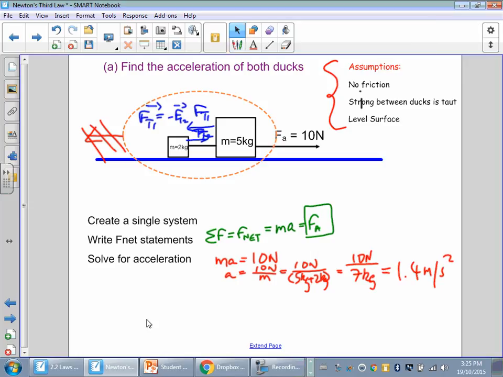Now we have the acceleration of the system, which is the acceleration of both ducts. We're assuming they're both accelerating with the same magnitude. And if they were not, the strings would not be taut, and it would be much, much harder to solve the problem. So we've answered part A, the acceleration of both ducts.